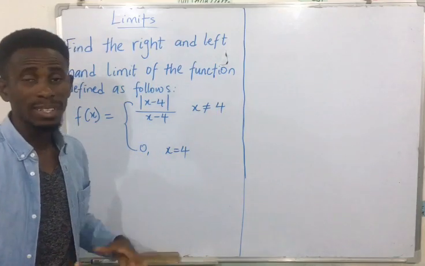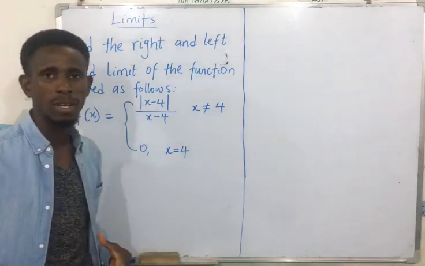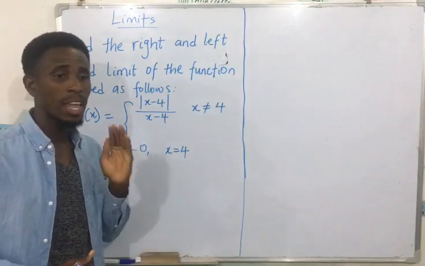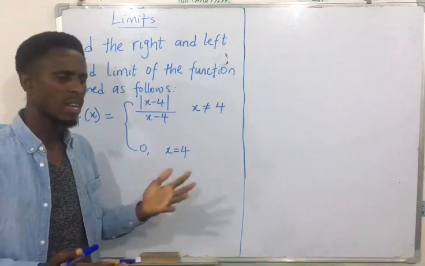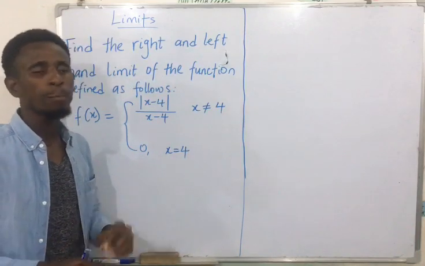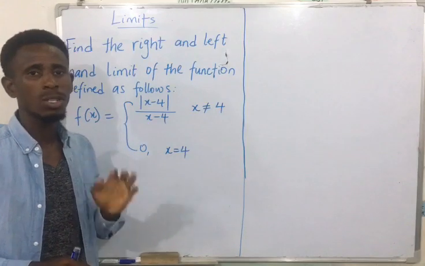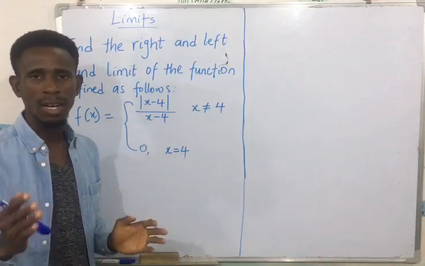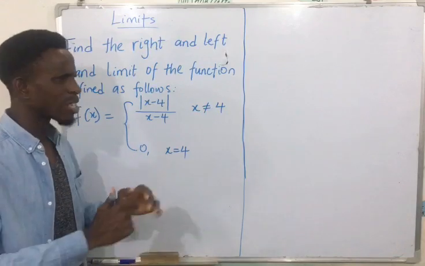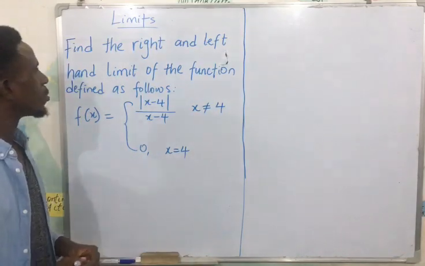We're going to be looking at limits, but in a very different way now. We're going to be looking at left hand limit and right hand limit. How do we evaluate left hand and right hand limit? Remember, a limit of a function is only in existence when the left hand limit and the right hand limit are equal. So let's look at the question on the board.